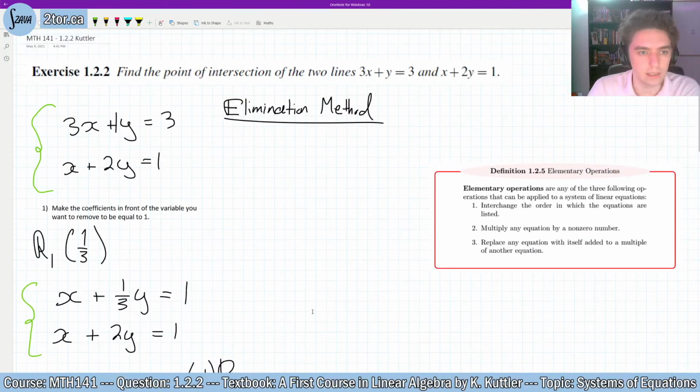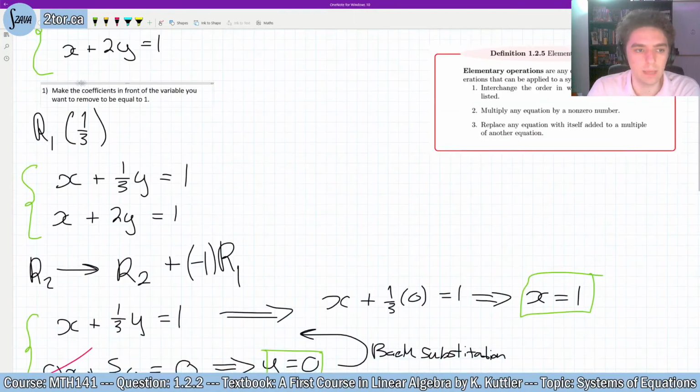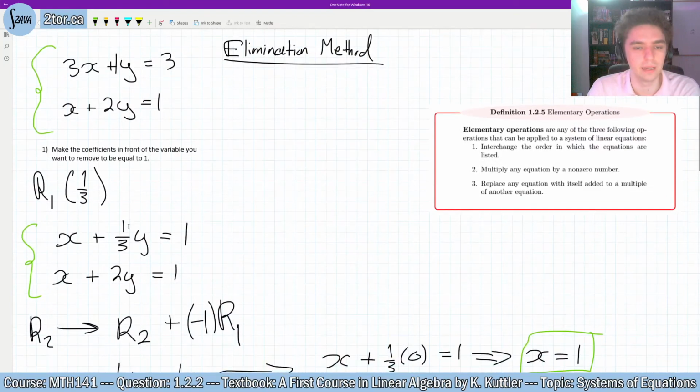So we did this in essentially 3 steps. Well, we wrote out the system to begin with. I decided that I wanted to make the coefficients in front of the variable that I want to remove equal to 1. That's going to really help here in the elimination method. I want to remove x, so I'm going to make all the coefficients in front of x equal to 1. I did that using a type 2 row operation here.